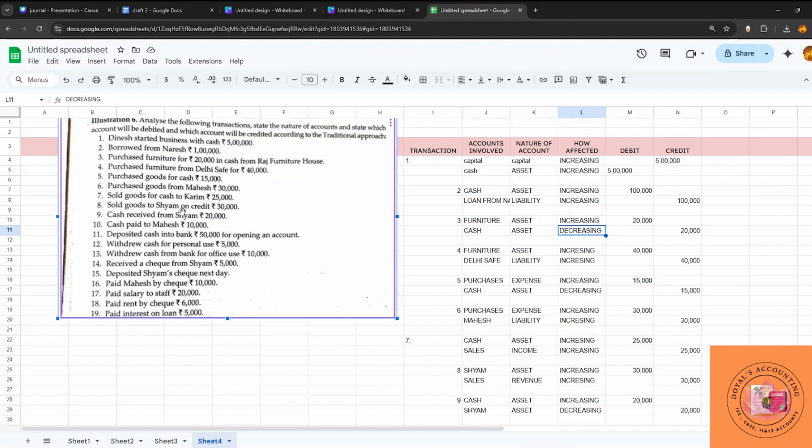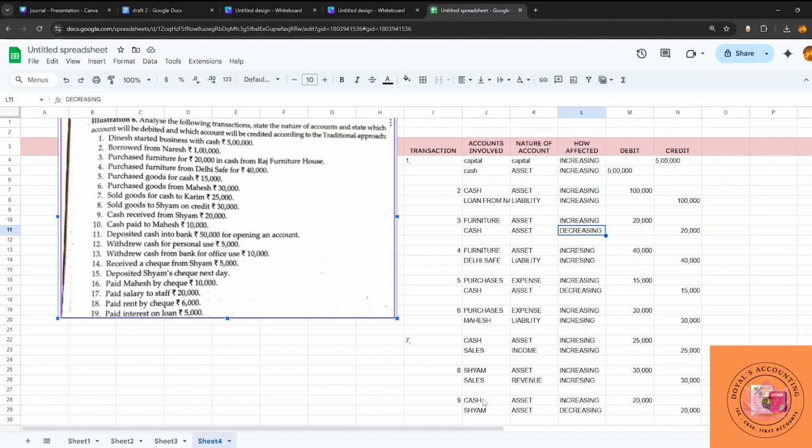Number 8 is sold goods to Shyam on credit. So Shyam is a debtor, and by nature he will be a personal account. Debit the receiver, credit the giver. Now Shyam is receiving goods from us, so Shyam will be debited. Sales again, it is a nominal account, revenue, it will be credited.